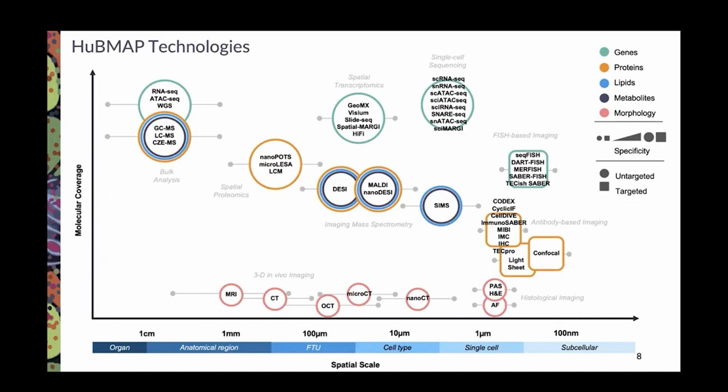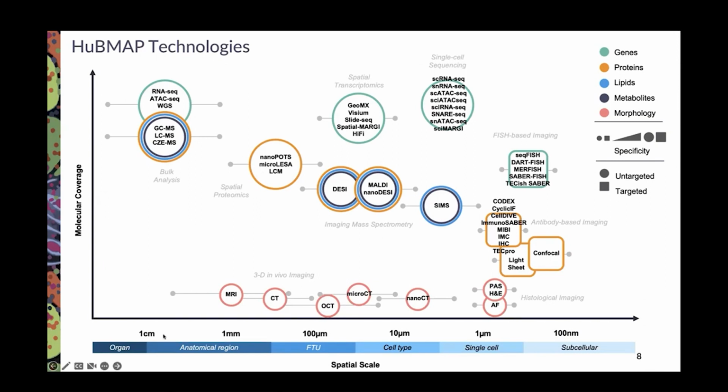Now, in addition to covering a wide range of organs, we're also uniquely, I think, covering a wide range of analytical technologies. So this is a schematic that we've put together to highlight the broad range of capabilities that are being deployed throughout the various tissue mapping centers and other analytical sites within HuBMAP. In this schematic, we're placing all the technologies in context of molecular coverage and specificity, the kinds of molecules that they're targeted for, as well as spatial scale, from whole organ analysis on the left through single cell and subcellular resolution on the right.